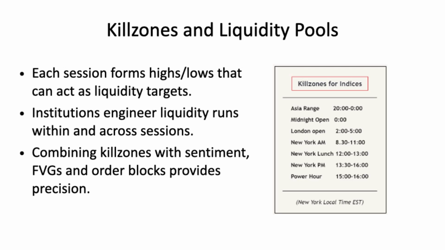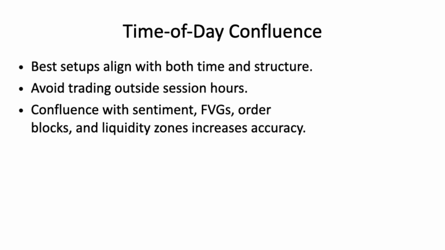The real power comes from combining these Killzones with liquidity pools. The highs and lows from one session become the targets for the next. The golden rule is confluence. The best setups occur when a Killzone aligns with sentiment, a key liquidity pool, a fair value gap, and a shift in market structure. Don't just trade because it's a certain time, trade because the time aligns with the price action. To reiterate, the best setups align both time and structure. Avoid trading outside these key hours. Confluence with other ICT concepts like sentiment, FVGs, and order blocks is what gives you a real edge.